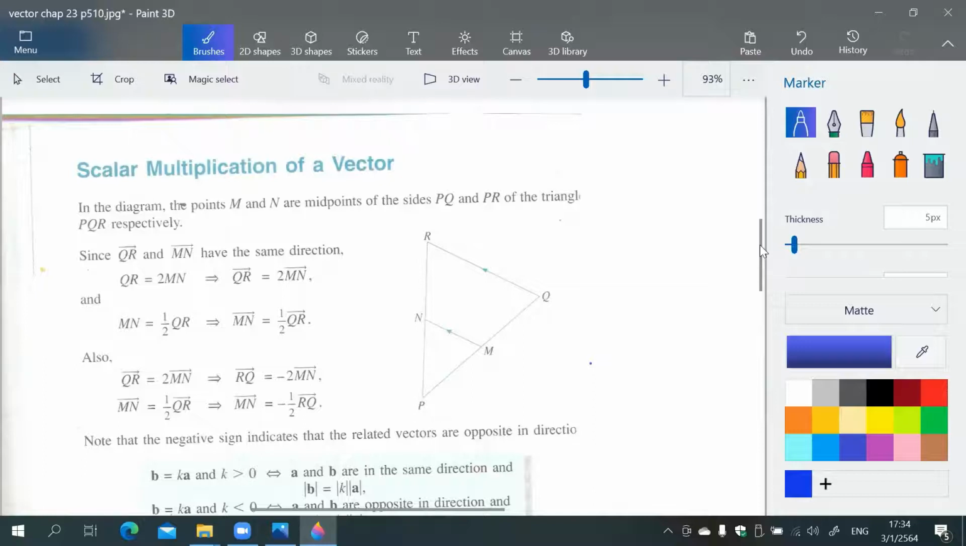Today's lesson is going to be vectors. I'm going to give you more about formulas and definitions. First one is scalar multiplication of vectors. Okay, let's take a look up here.